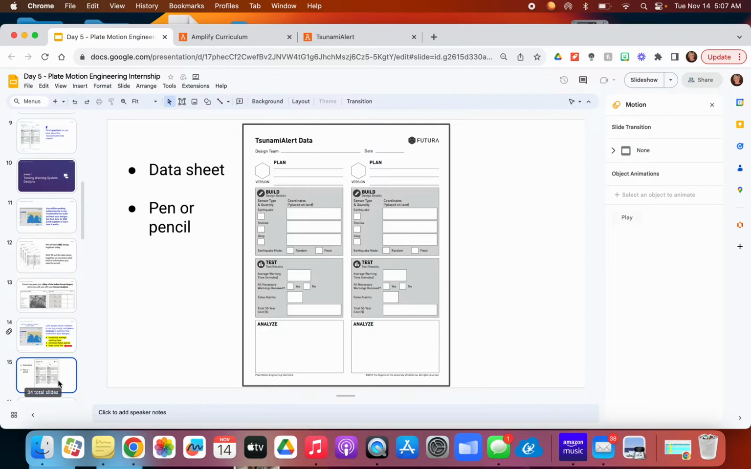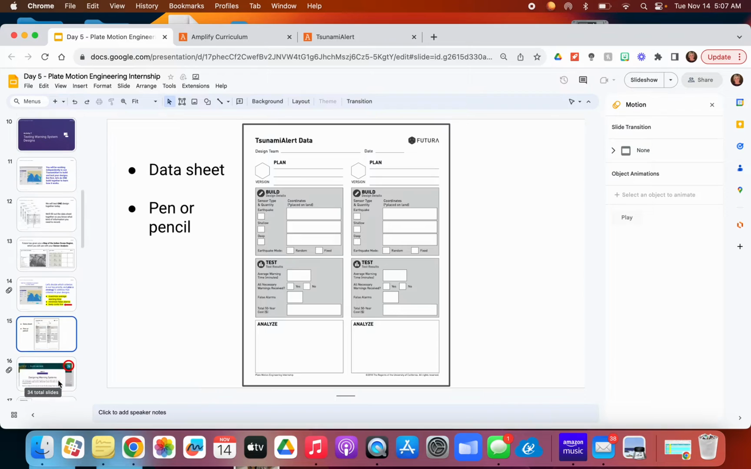And then you also need to have your data sheet. If you do not have a blue data sheet that I gave you in class, then you need to go to today's folder, which is Tuesday, November 14th, that has a digital copy of the data sheet. And you can put that in Good Notes, and you can use that as well.